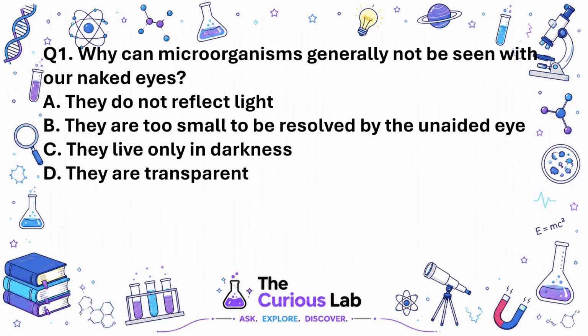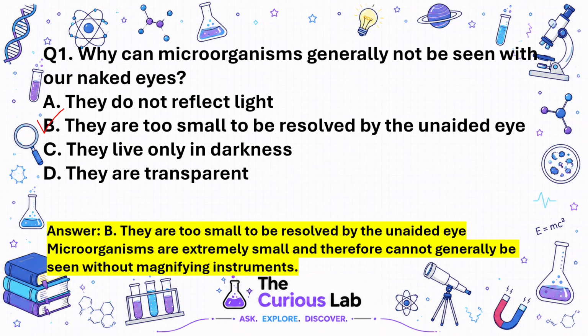Let's start. The first question says, why can microorganisms generally not be seen with our naked eyes? So the correct answer would be they do not reflect light. No, this is wrong. They are too small to be resolved by the unaided eye. We know that micro means microscopic and organisms are living things. So the living beings which cannot be seen without the microscope are called microorganisms.